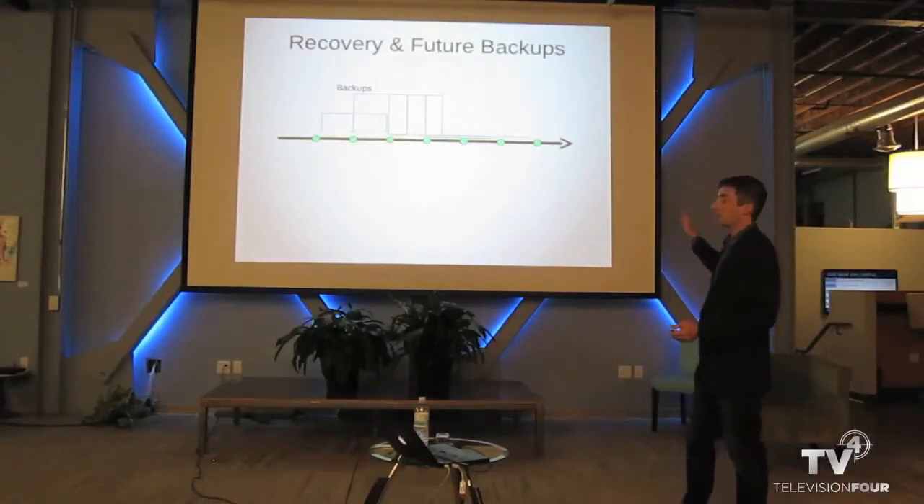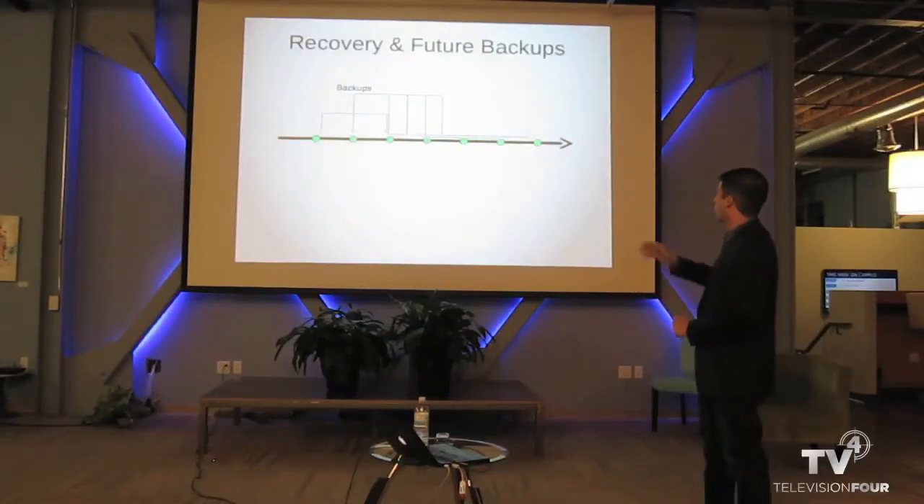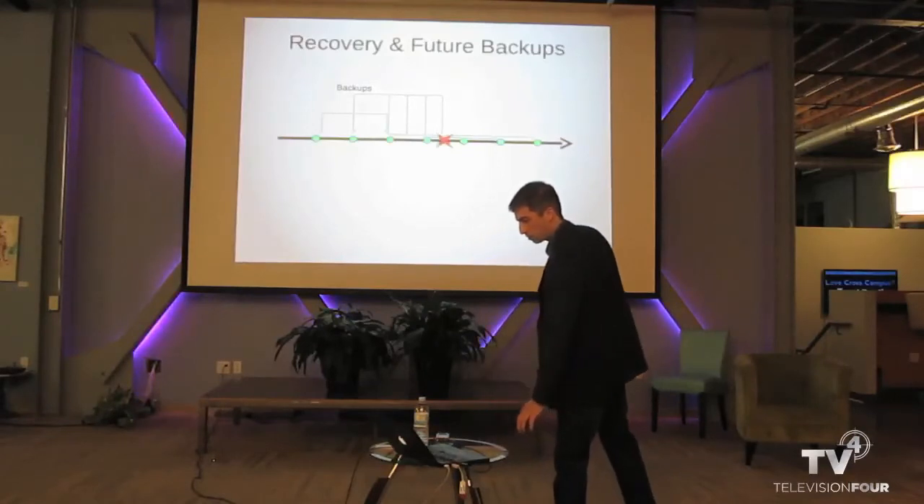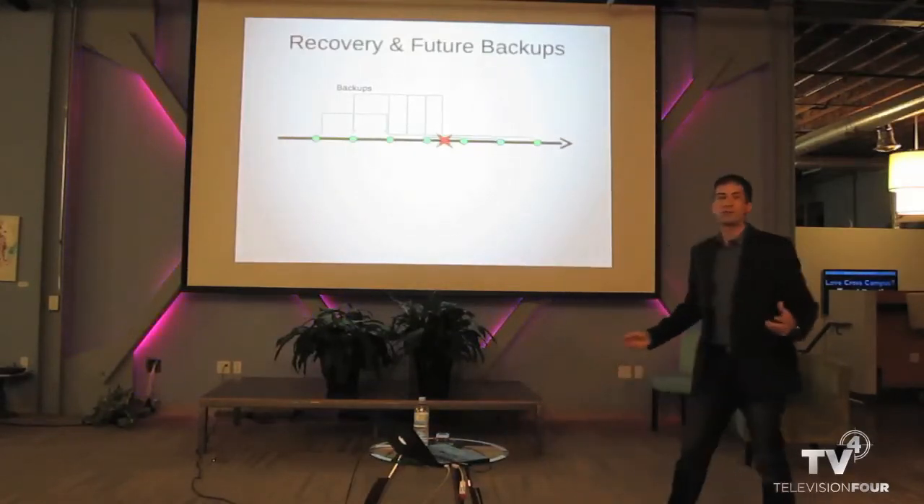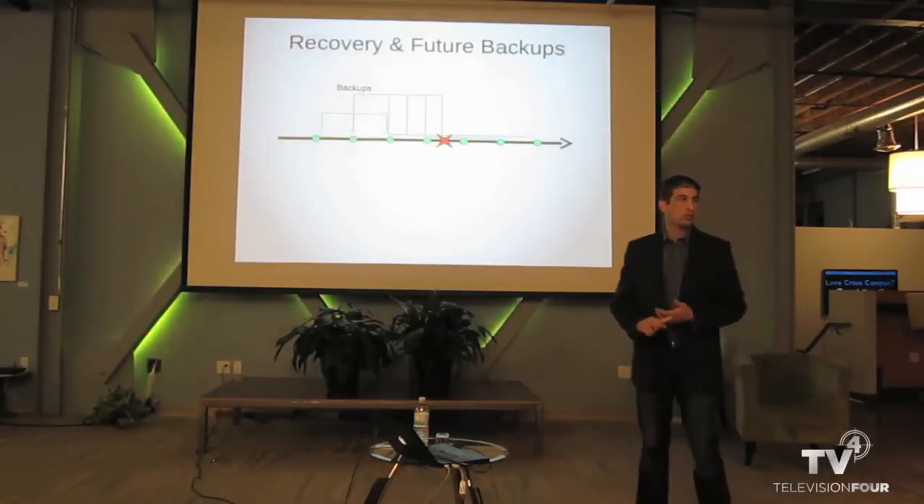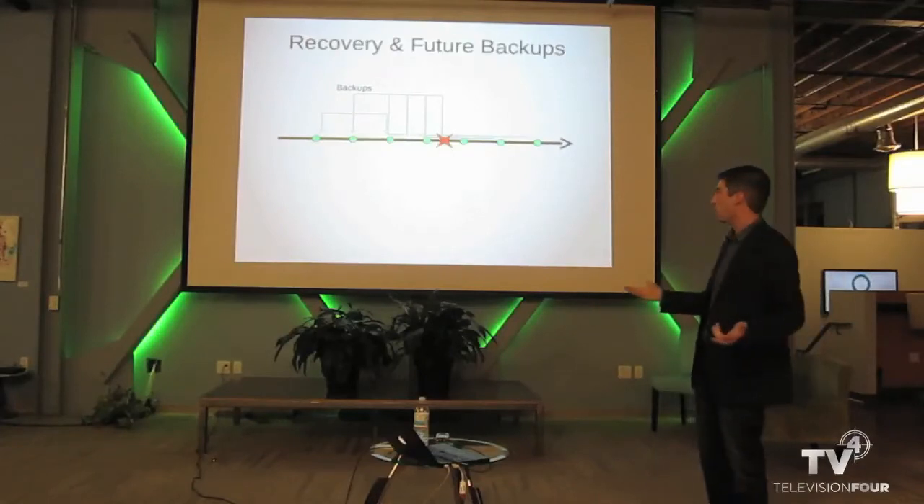And all of the green dots are backups. Whatever the frequency is of them, it doesn't really make a difference. So we've got all these backups, and then, hey, look at that. Some disaster happens. What it is doesn't really matter. It could be a system crash. It could be a security breach. It could be an application bug. It doesn't really matter what it is.